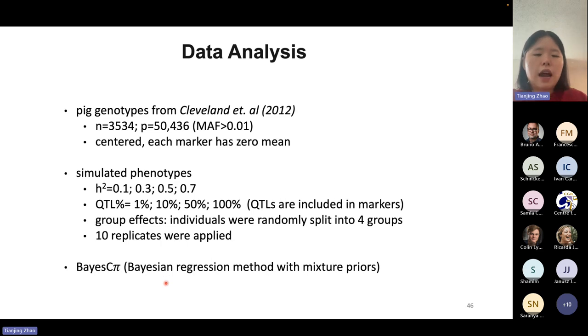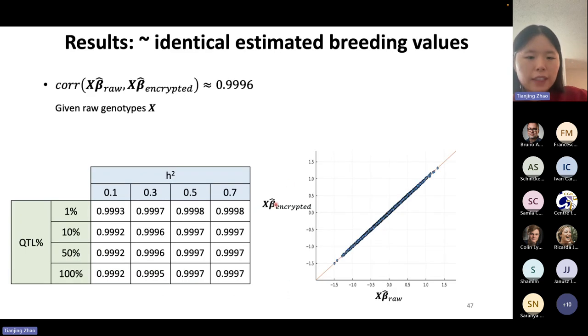Here I will only show you the results from BayesC-Pi, which is a Bayesian linear mixed model with mixture priors. The same conclusion can be made for all the other methods. You can see here that with different heritability and different QTL percentages, using the encrypted data generates the same estimated breeding values as using the raw data.